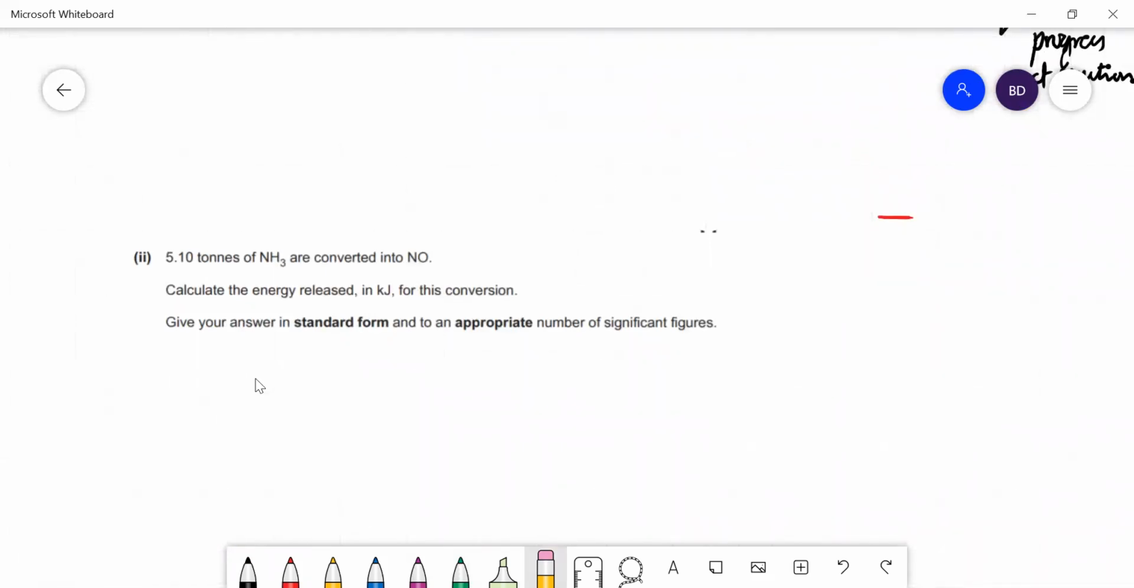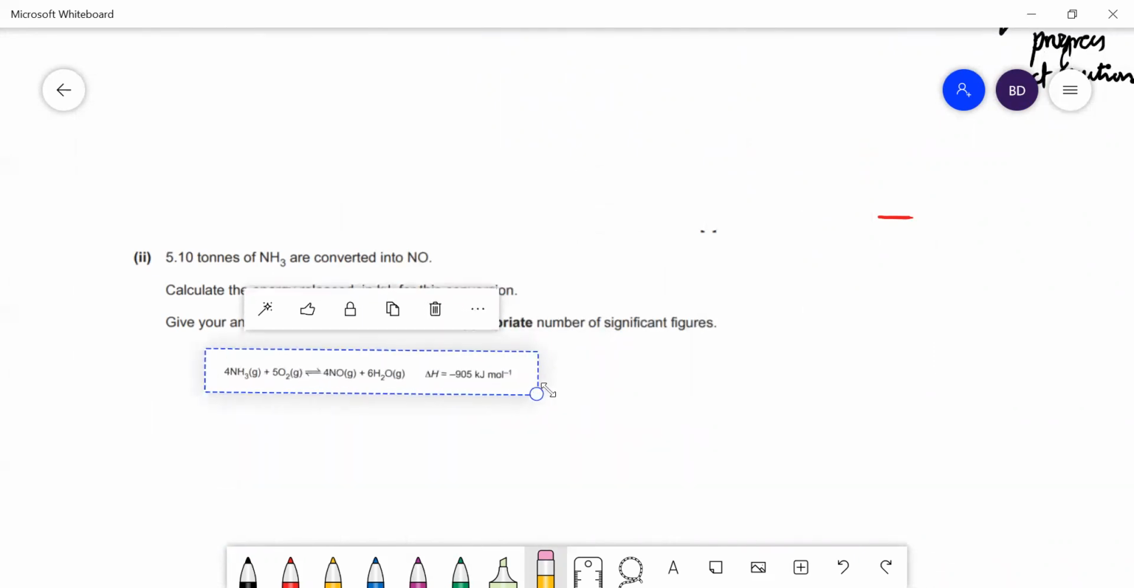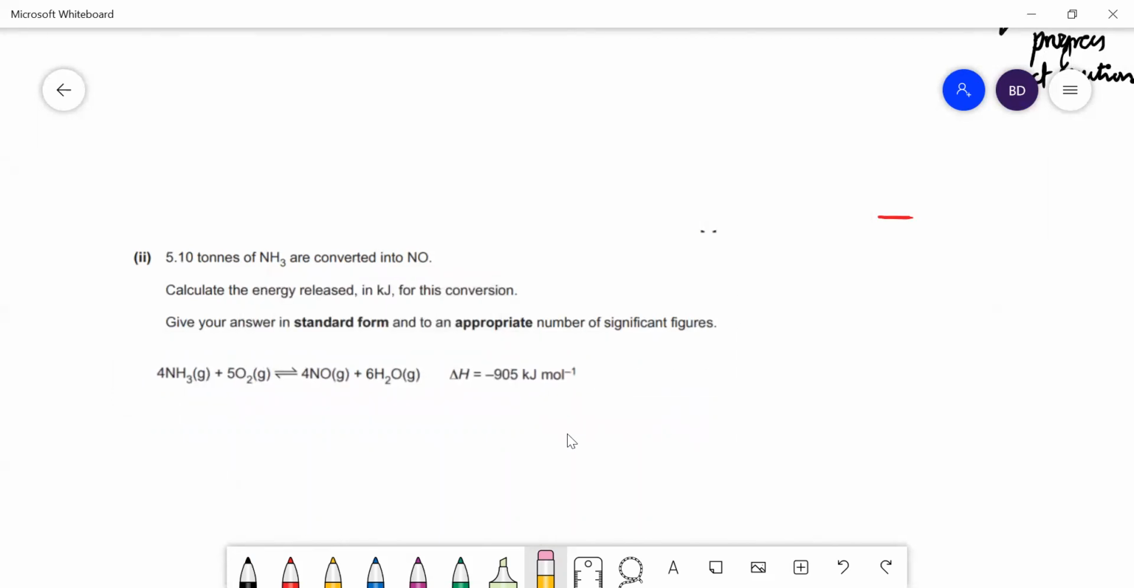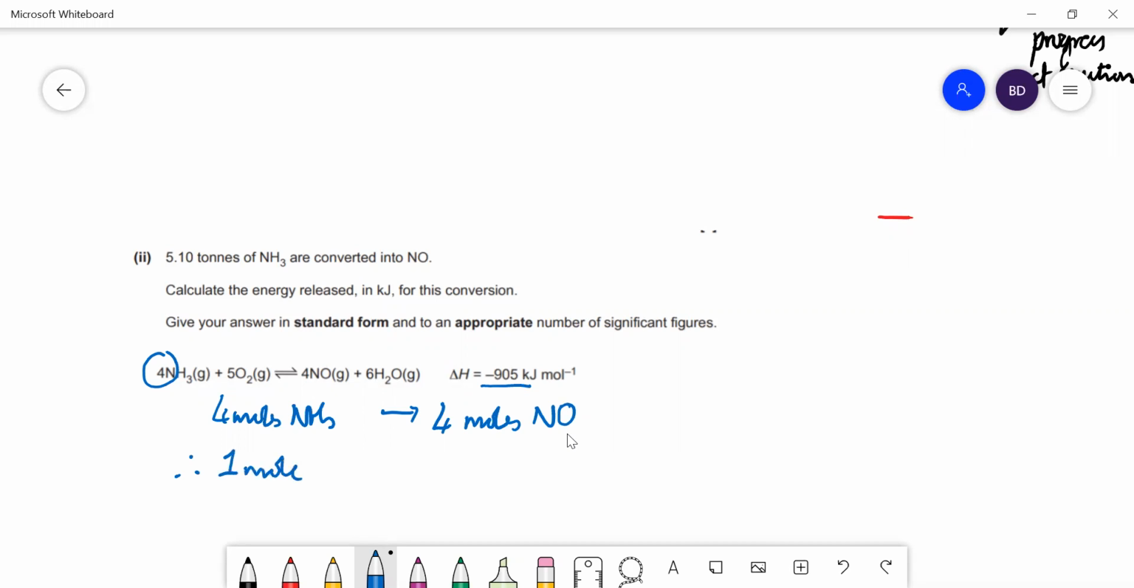Just paste that equation in, and this is quite important because we'll see here, that equation, you get 905 kilojoules per mole out when you react 4 moles, when you turn 4 moles of NH3 into 4 moles of NO. Okay, so that means we have to work it out for 1, so therefore for 1 mole, it's going to be 905 divided by 4. That's equal to 226.25.